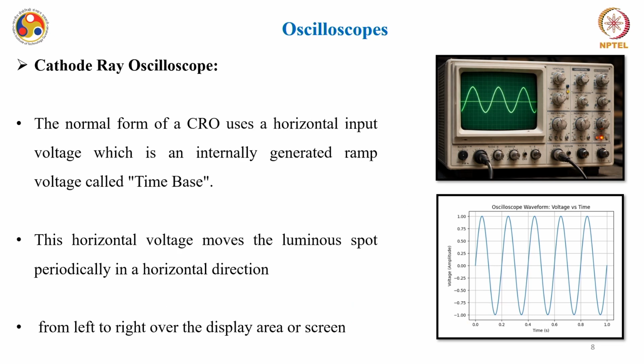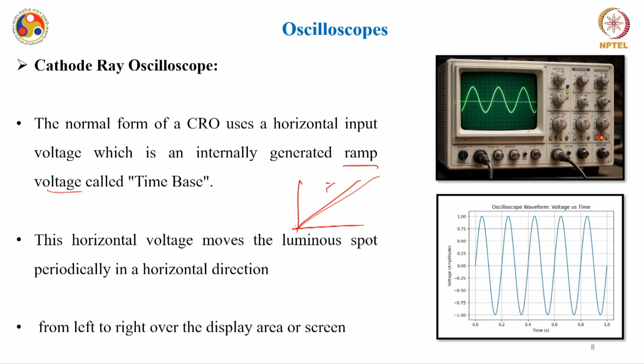The normal form of CRO uses a horizontal input voltage, which is an internally generated ramp voltage. This is known as time base. We have seen that ramp voltages are voltages that keep on increasing, as in the case of ADC also, where we have seen that there is a slope. It may have a positive slope or negative slope, and based on that you have positive ramp and negative ramp.